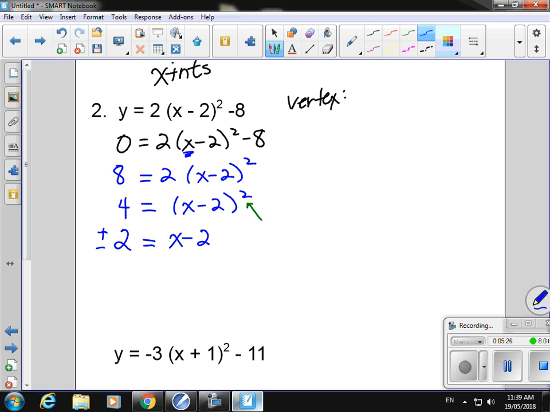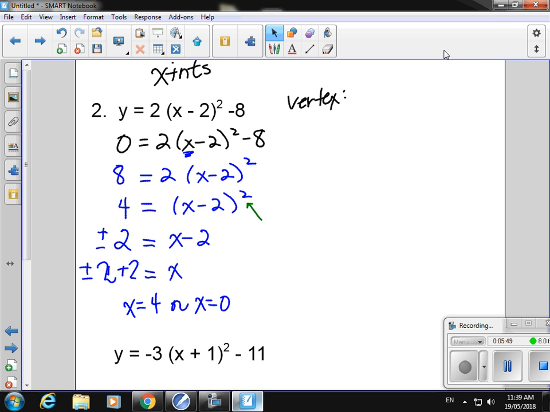Lastly, I need to add 2 to both sides to get x by itself. I'm going to have positive 2 add 2, and I have another solution at negative 2 add 2. So I have x equals 4 or x equals 0.